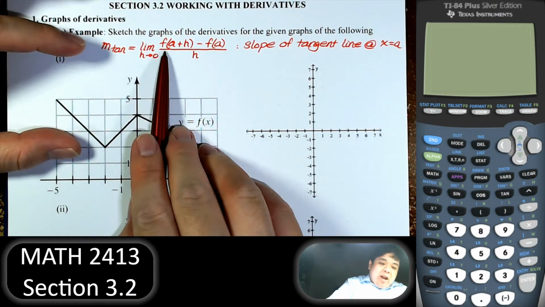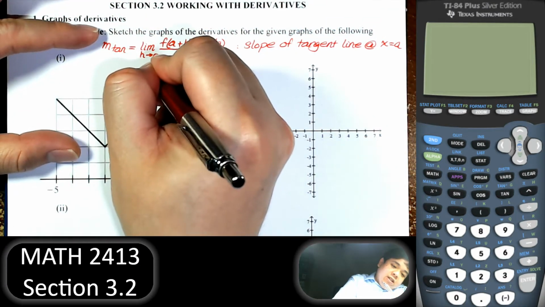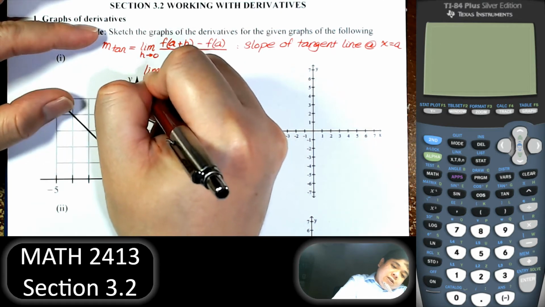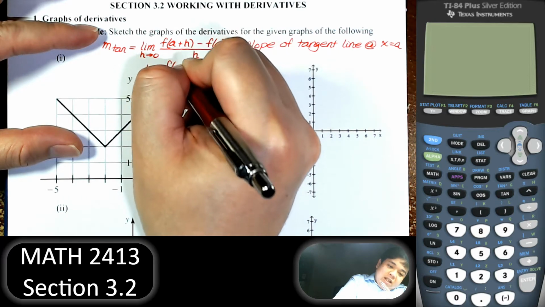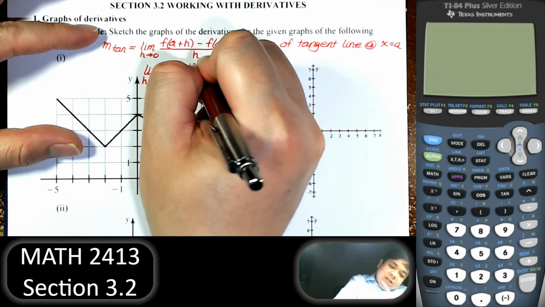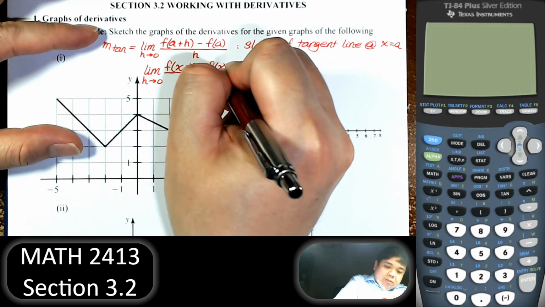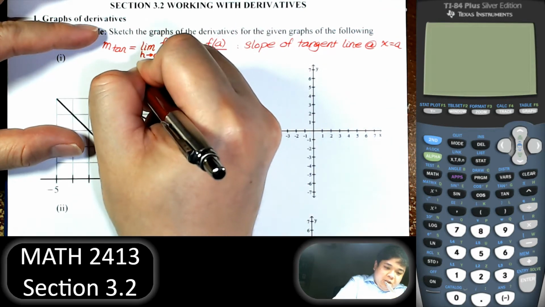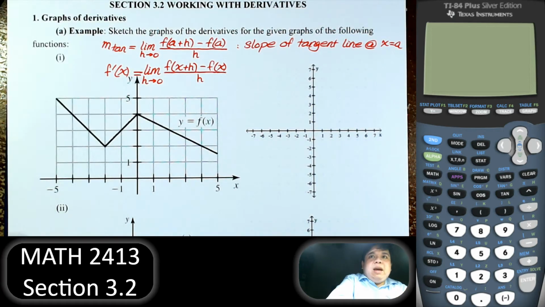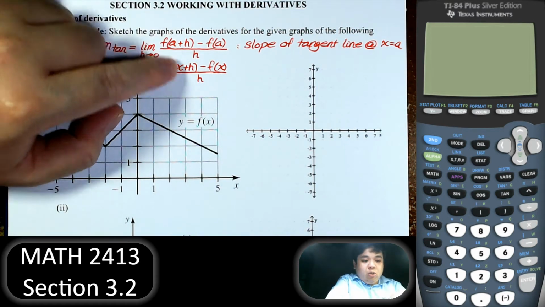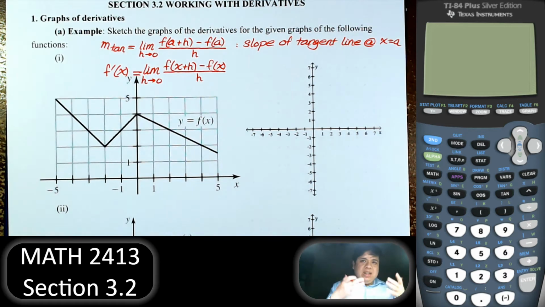Now if instead of a we just have x, what we have is the derivative. So pretty much the same thing, depending on what values we substitute in. So we can say the derivative is the slope of the tangent line. Right, now take a look at that.